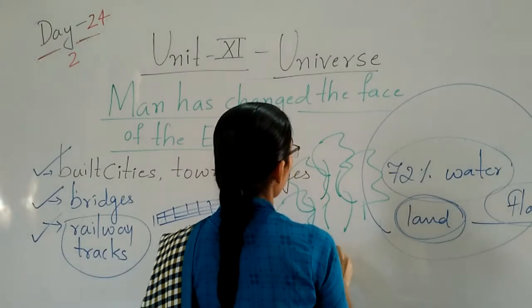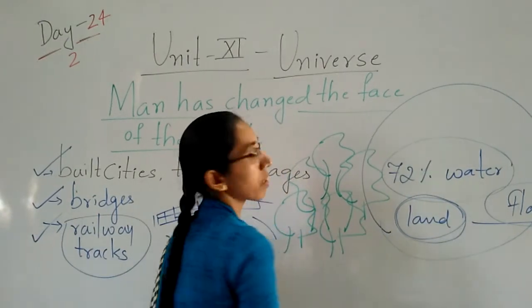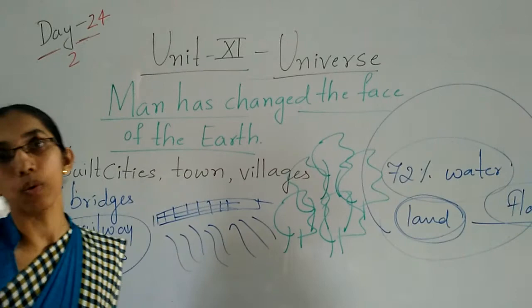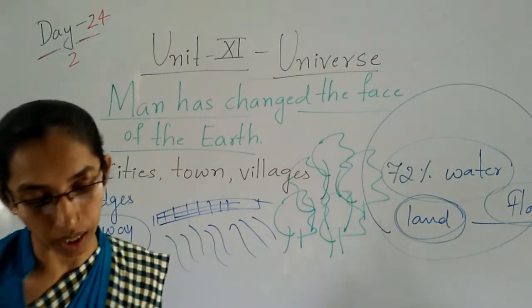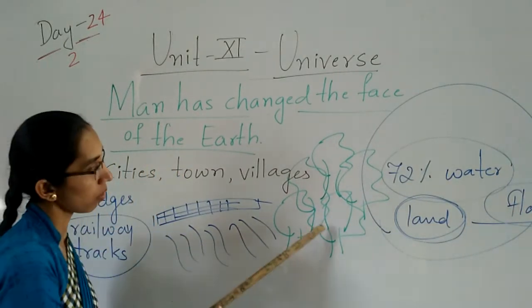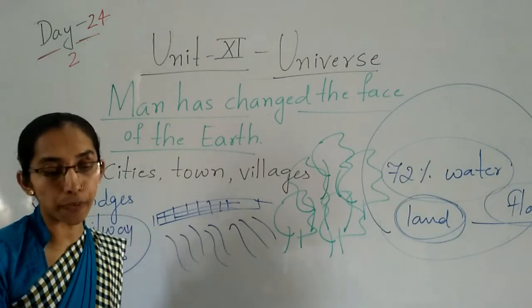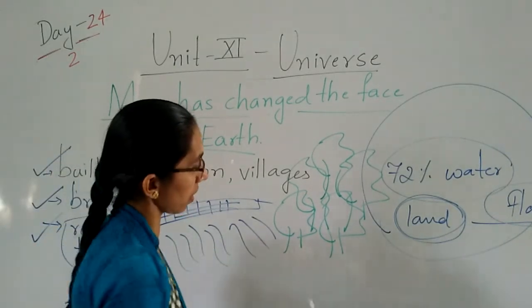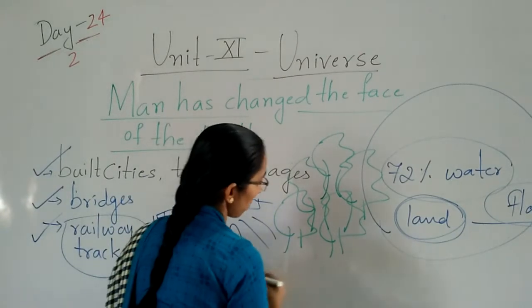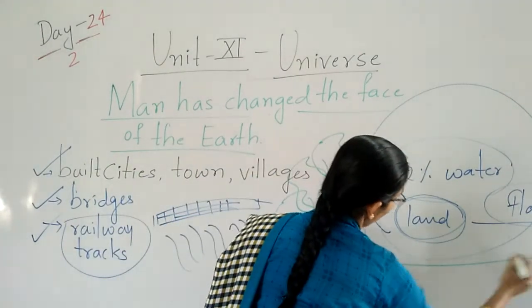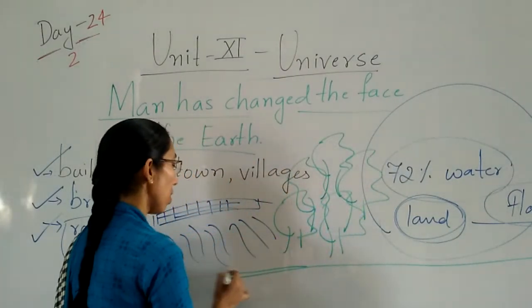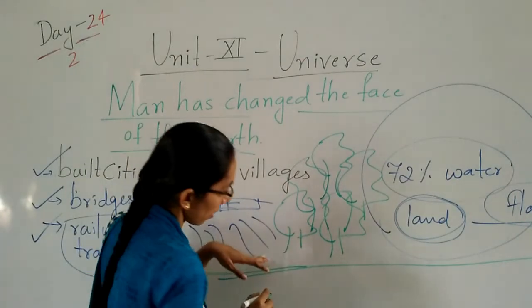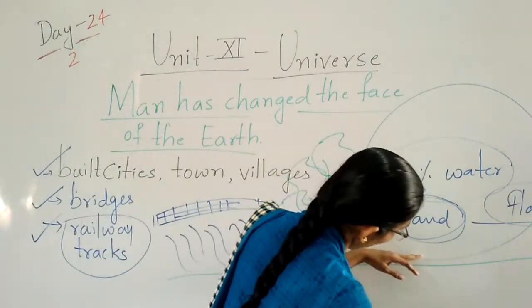Why? To construct and build these houses and villages, he cut down the trees. After cutting the trees, you can see that the area becomes flat, empty, plain land.